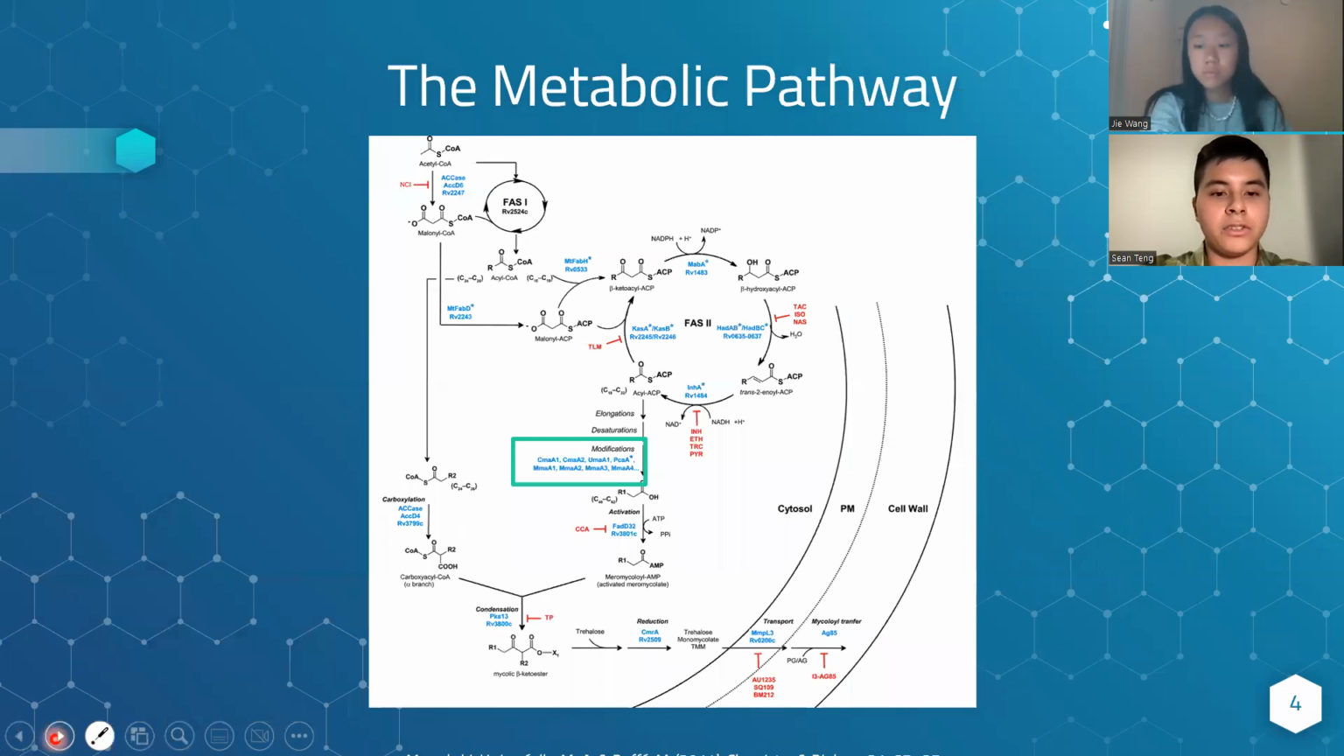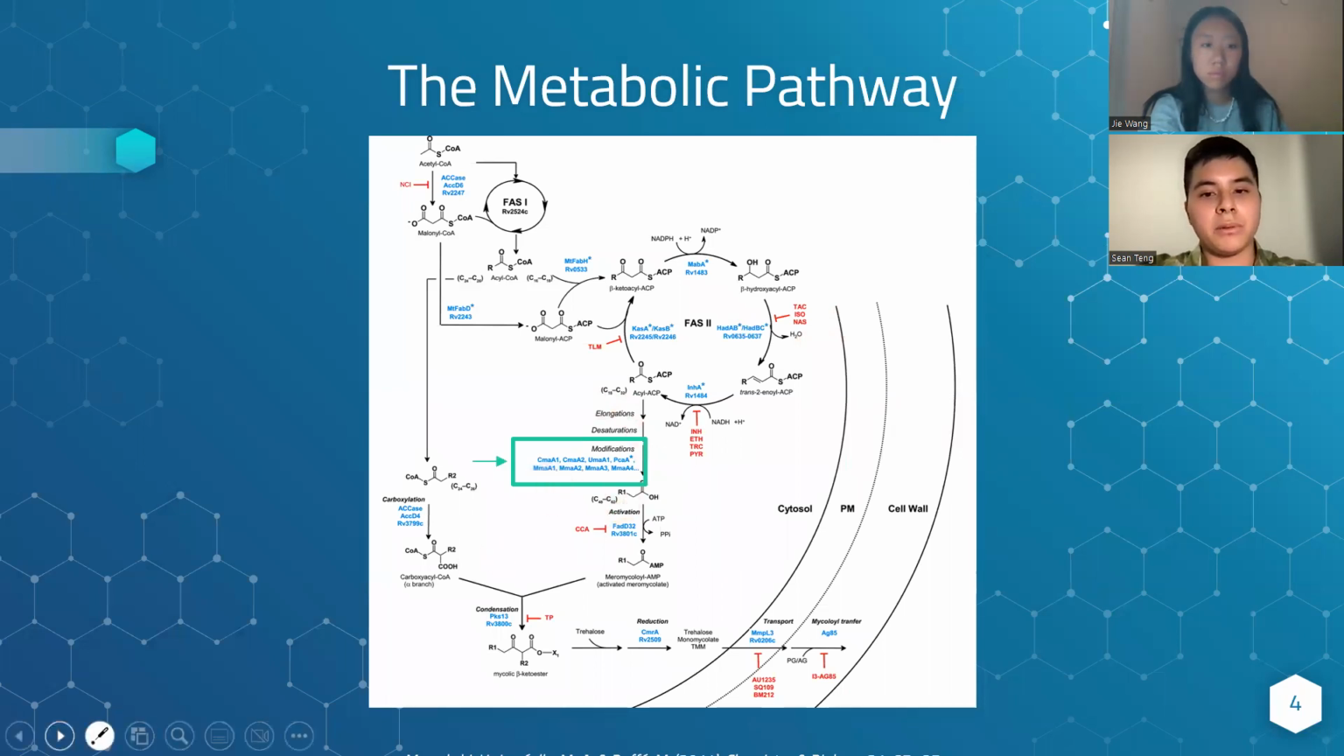So the modifications of mycolic acids is just a small piece of the complicated metabolic pathway of mycolic acid synthesis. As shown, there are many drugs that have been approved to treat tuberculosis, and they interfere at many intermediary steps in this pathway. There are currently no drugs for the modifications of mycolic acids, and that is where we come in.